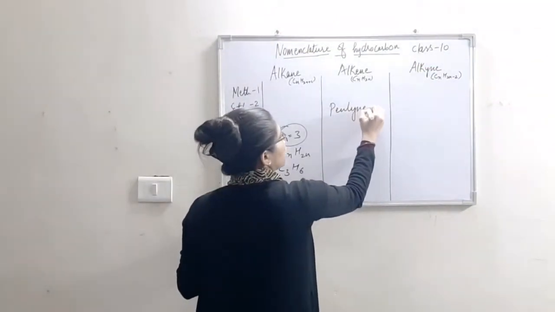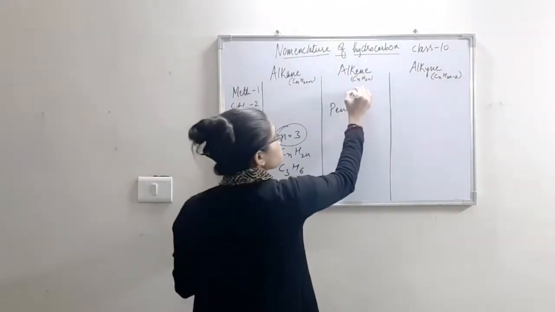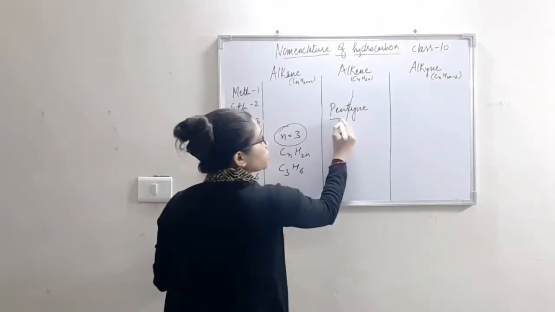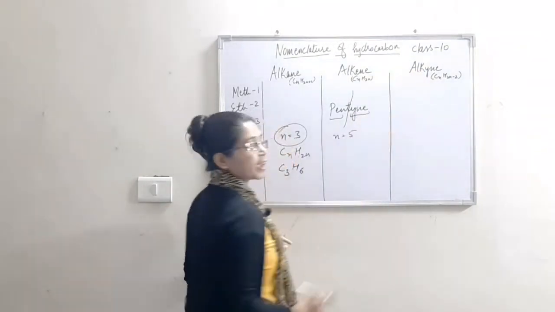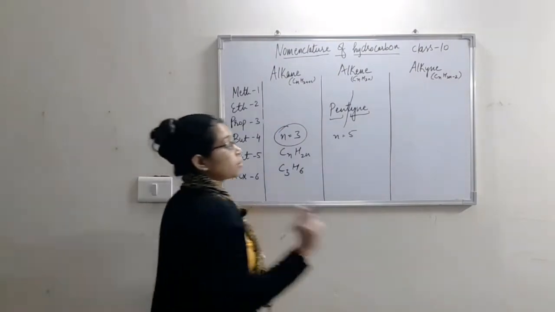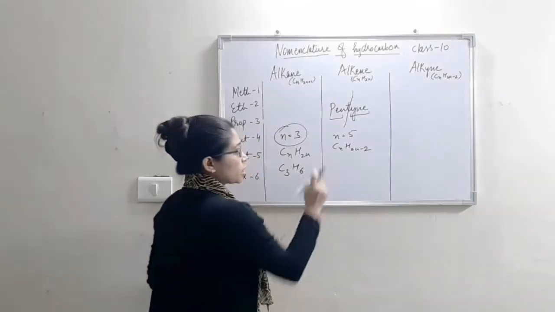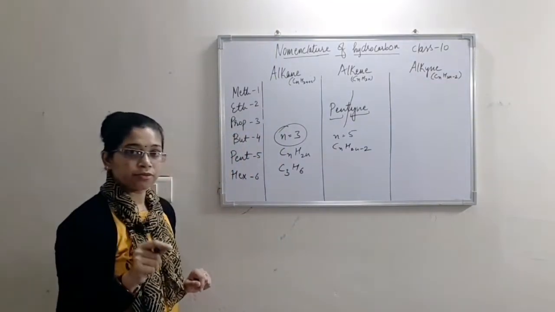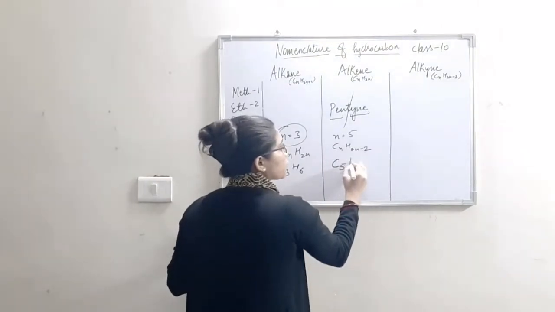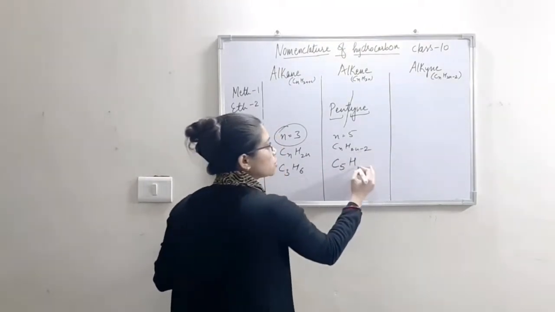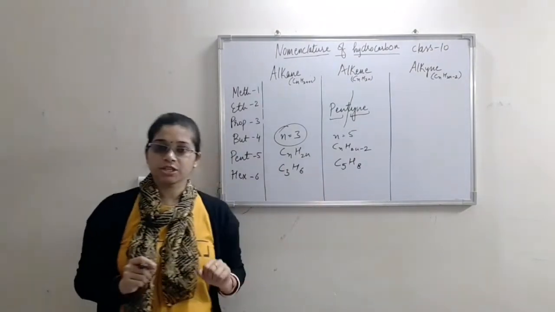Pentyne. Now again you will break this term in two parts. First is pent and then yne. Pent means n will become 5, and yne means this alkyne group is there. The formula of alkyne is CnH2n-2. So the value of n, that is 5, we will put in this formula to find out the chemical formula. C5H, 2×5 minus 2, so the formula of pentyne will become C5H8, right?